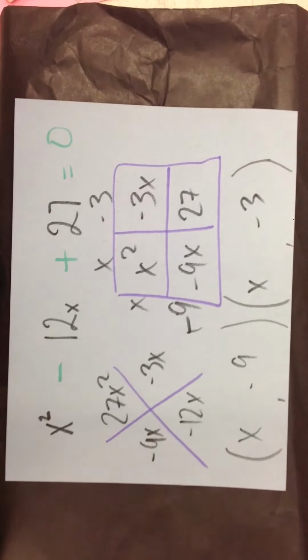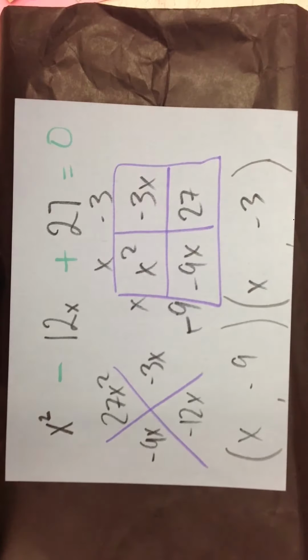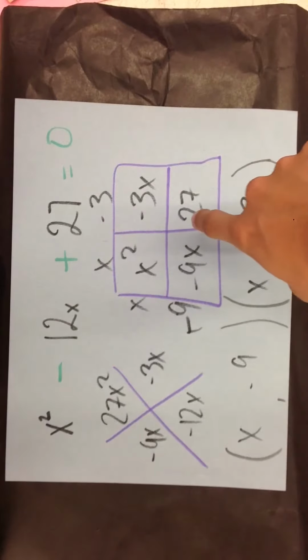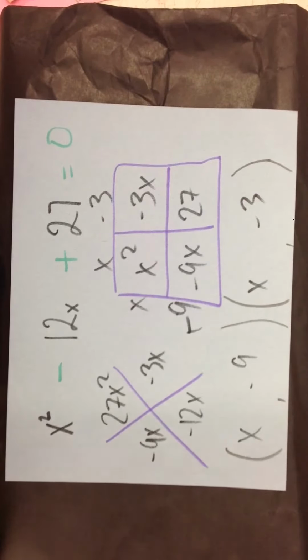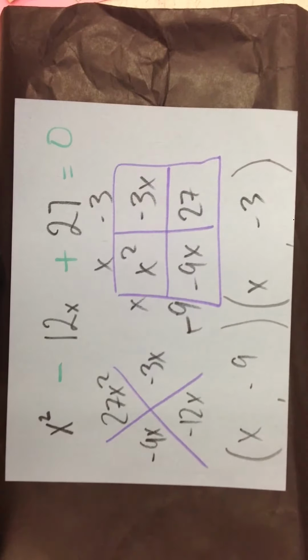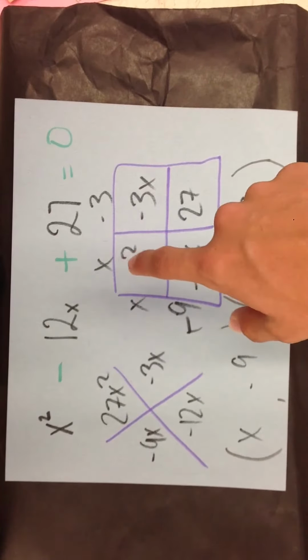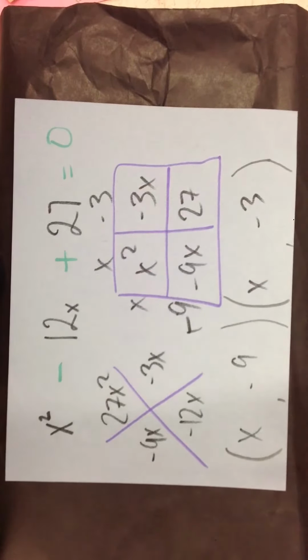Then you move the a term to the top left corner of the area model, and you move the c term to the bottom right of the area model. Then you just move the two factors in, whichever order, it doesn't really matter. And then you just have to find which ones are the same, which would be x and negative 9, and x and negative 3. Then you just put them into two parentheses, which is x minus 9 and x minus 3.